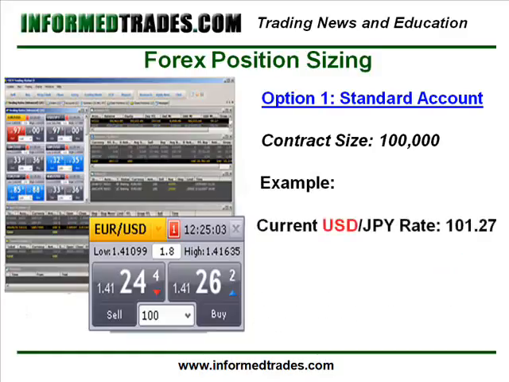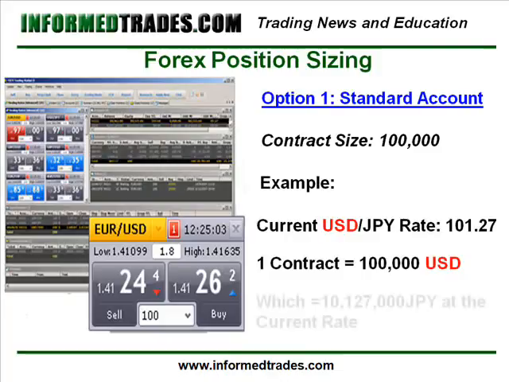As a second example, if you are trading dollar yen in a standard account, then the minimum you could trade would be 100,000 US dollars against the equivalent amount of Japanese yen. As the Japanese yen is currently trading at 101.27 against the US dollar, this would be 100,000 US dollars against 10,127,000 Japanese yen.